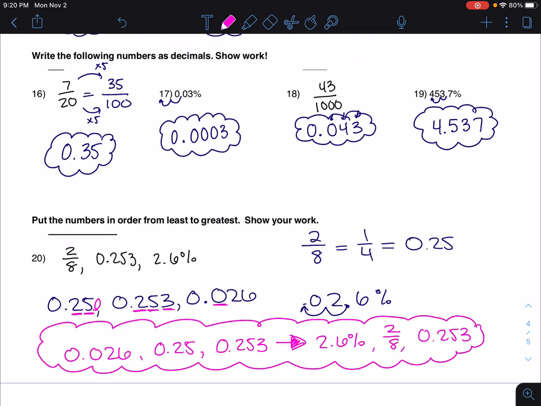Okay, so this is, again, the non-calculator portion of our Module 2 practice test.